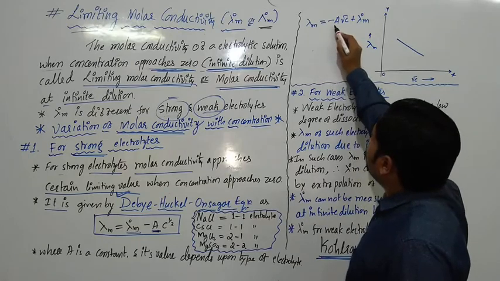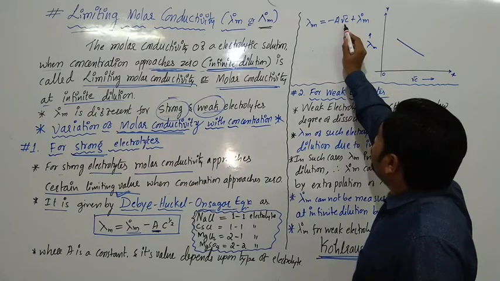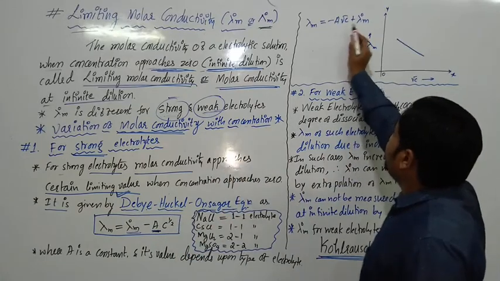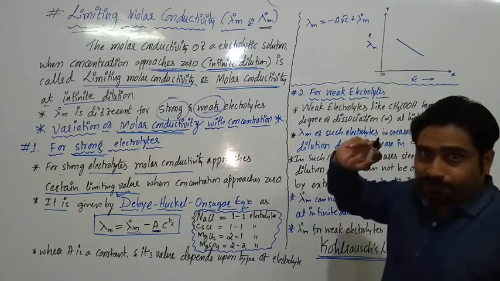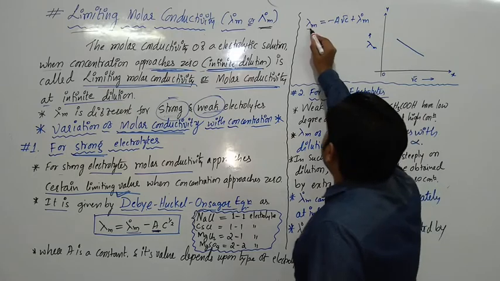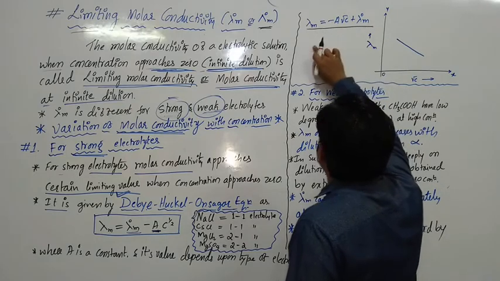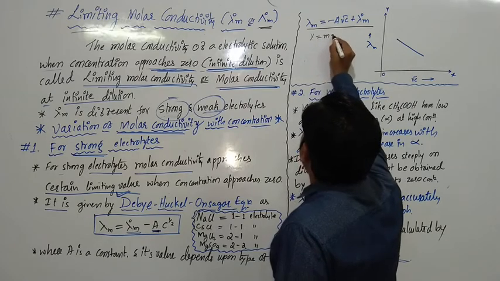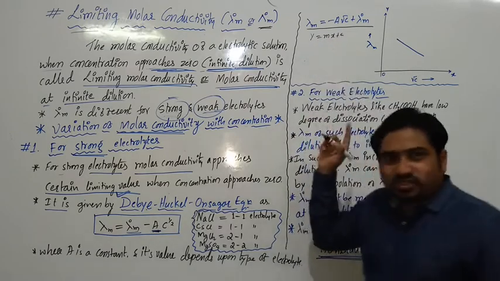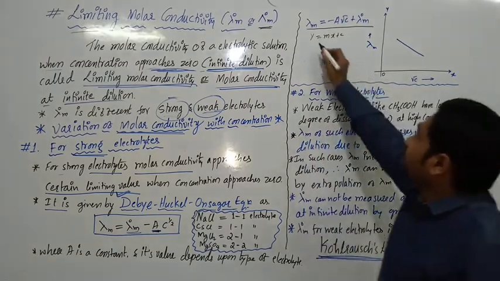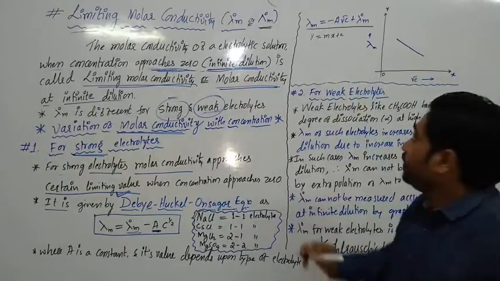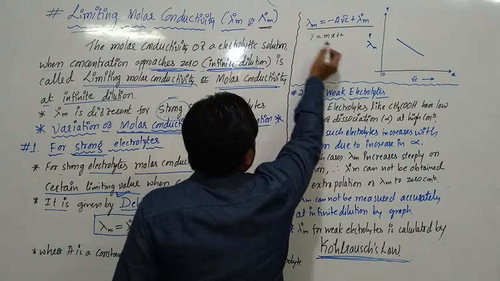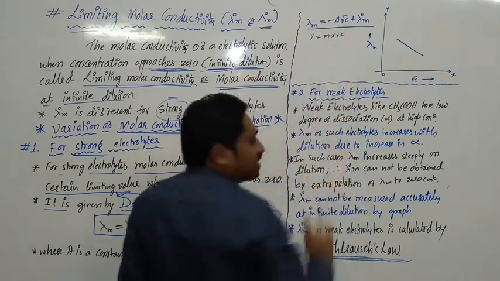Lambda m is equal to minus a root c. In the place of c raised to 1 by 2, I have written root c plus lambda naught m. So this equation is of the form y is equal to mx plus c, isn't it? Where y is equal to lambda m, and x is equal to root c.